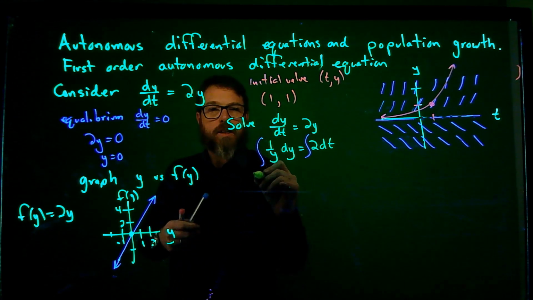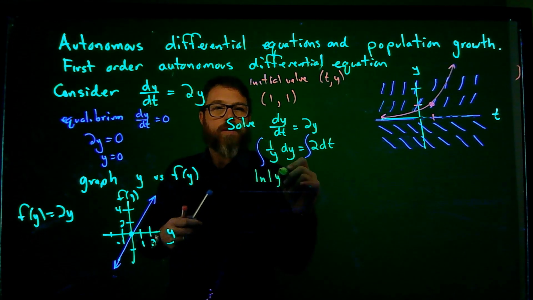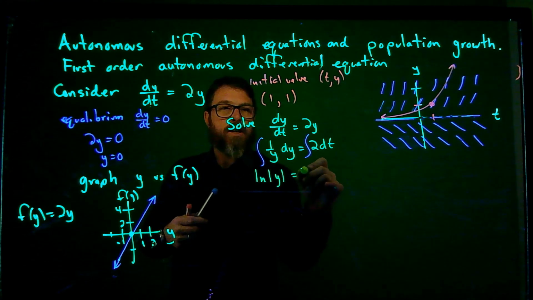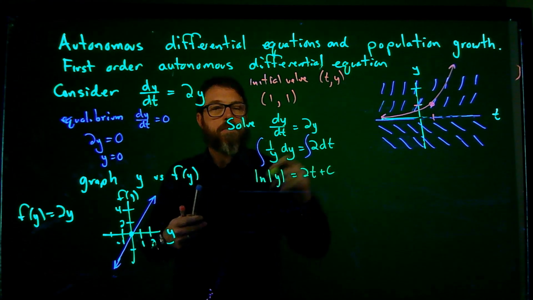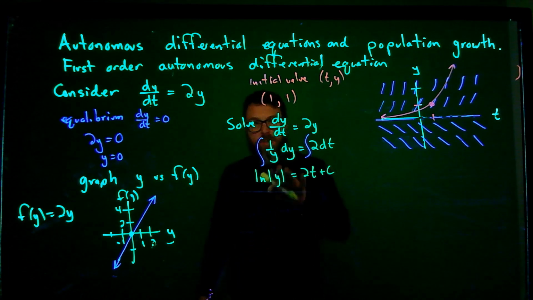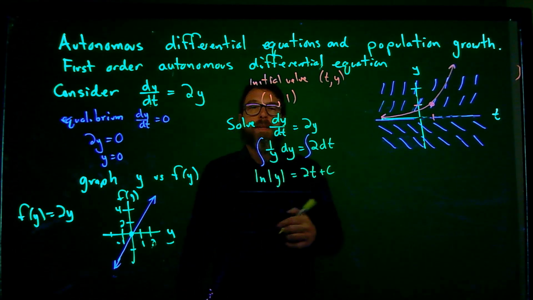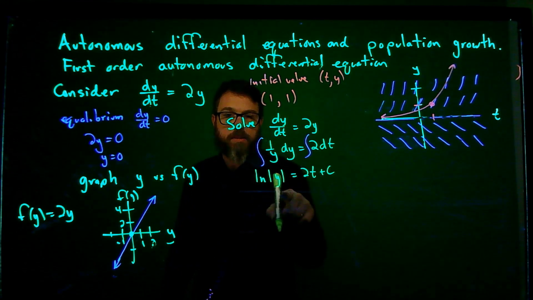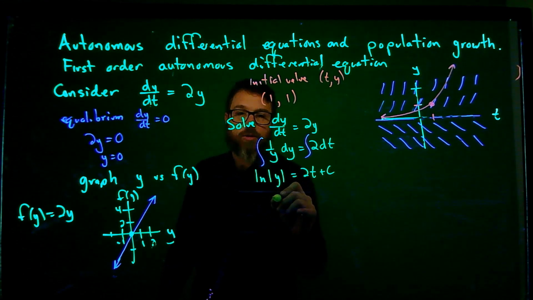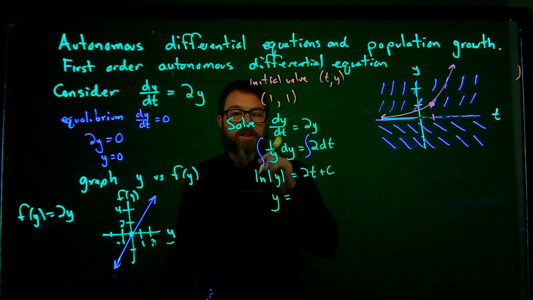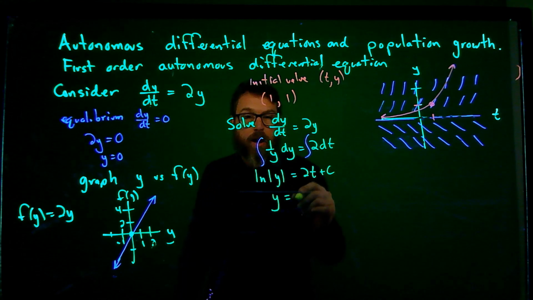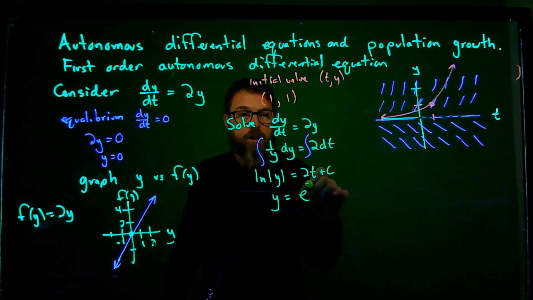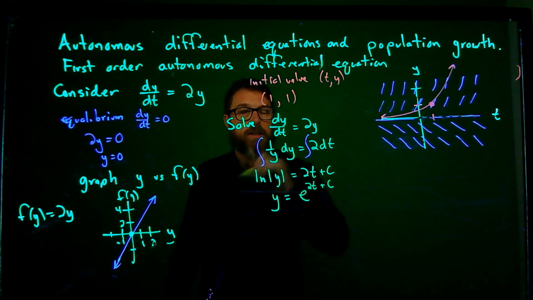So this is going to give us the natural log of the absolute value of y, and this is going to give us 2t plus c. Now, solving for this, we're going to exponentiate both sides. So exponentiate is going to get rid of that natural log. So then y is going to be equal to e to the 2t plus c.